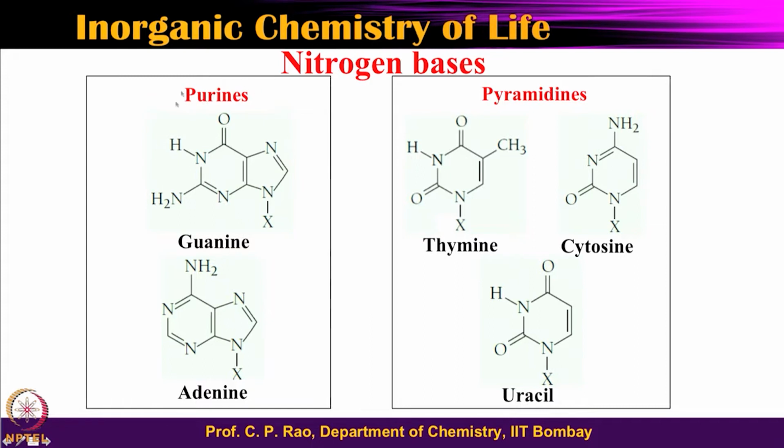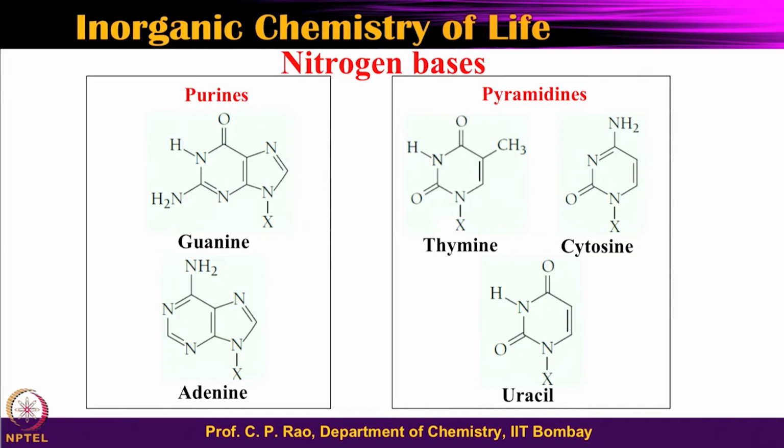So, there are two types of nitrogen bases, one is called the purine and the other is called the pyrimidine. How do you remember? If there are two rings, you can take it as a purine. If it is one ring only, you take it as a pyrimidine. So, purine and pyrimidine. What are the purines? Purines are guanine and adenine, whereas pyrimidines are thymine, cytosine, and uracil. So, these are the 5 nitrogen bases, or in other words nucleic bases, which are present in the RNA and DNA.